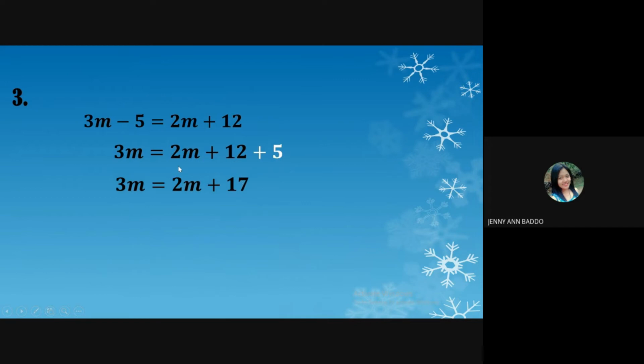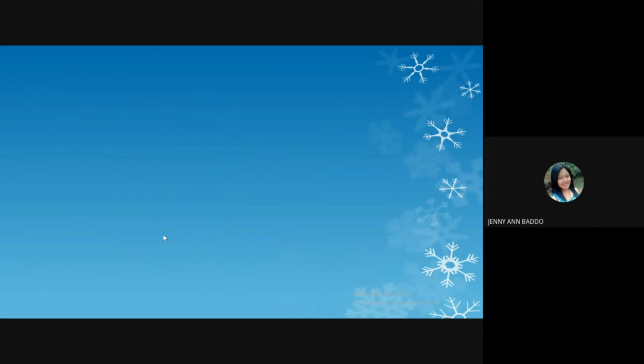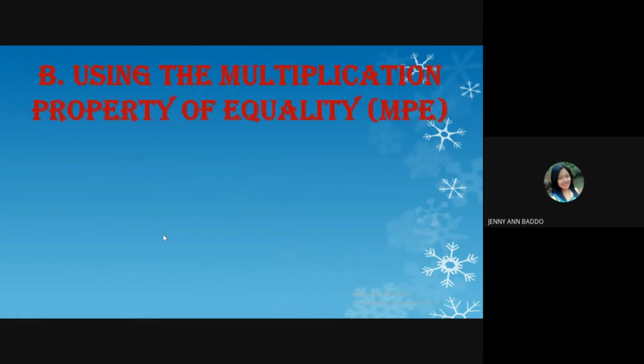Now, we also have to transpose 2m. So from positive 2m, when we transpose, we now have 3m minus 2m equals 17. And 3m minus 2m, that is m. Therefore, m equals 17.